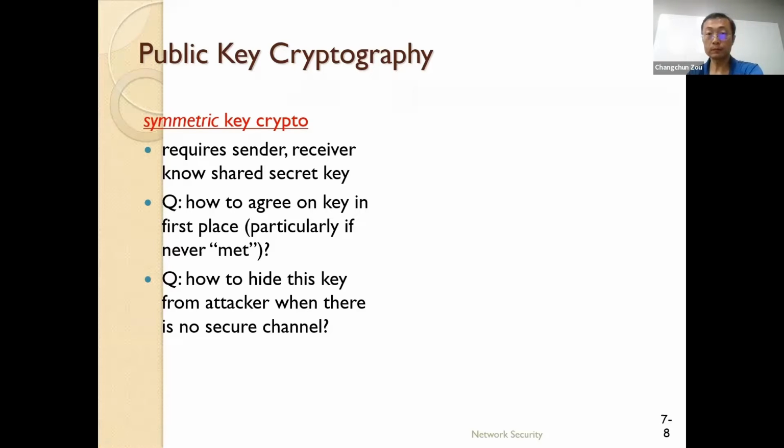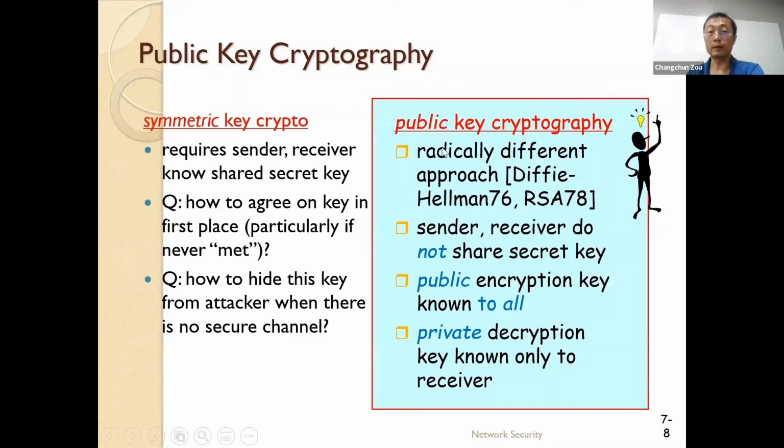That's why people designed a completely different cryptography, called public key cryptography. It's very different from symmetric key cryptography. Basically, it's a pair of keys, and the sender and receiver do not share a secret key. If you generate a pair of keys, you keep the secret key by yourself. You don't share it with anyone.